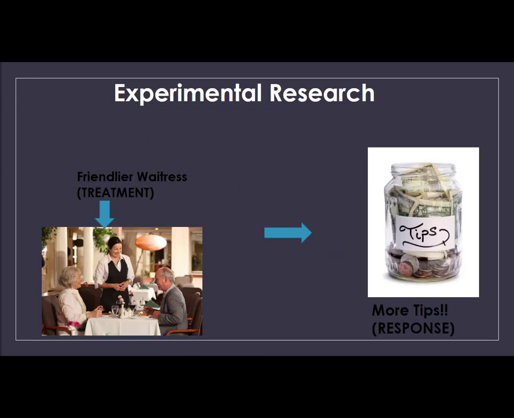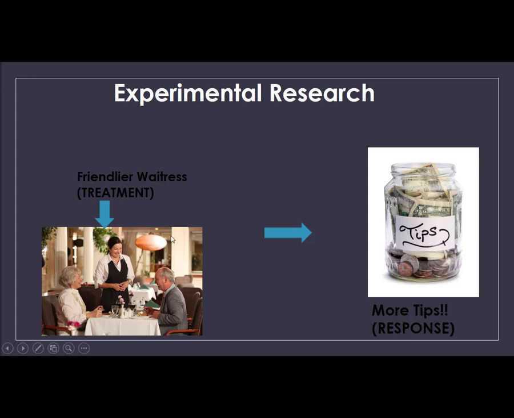Another example in the textbook is that the waiter might be trying to become more friendly to see if it increases his or her tips. In this example, the friendlier waiter is the treatment, and more tips is the response. In an experiment, the treatments are called the independent variable, and the responses are called the dependent variable.